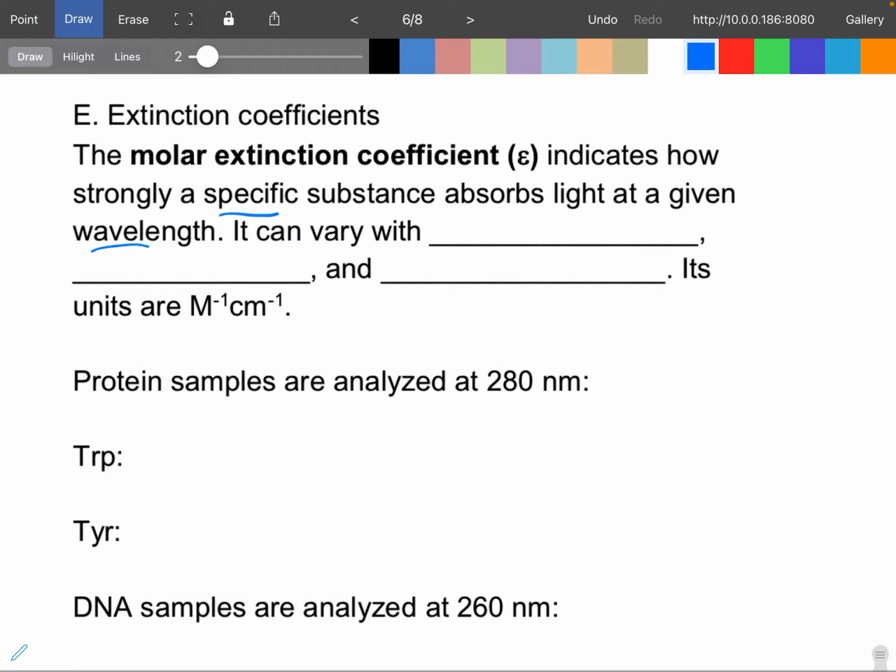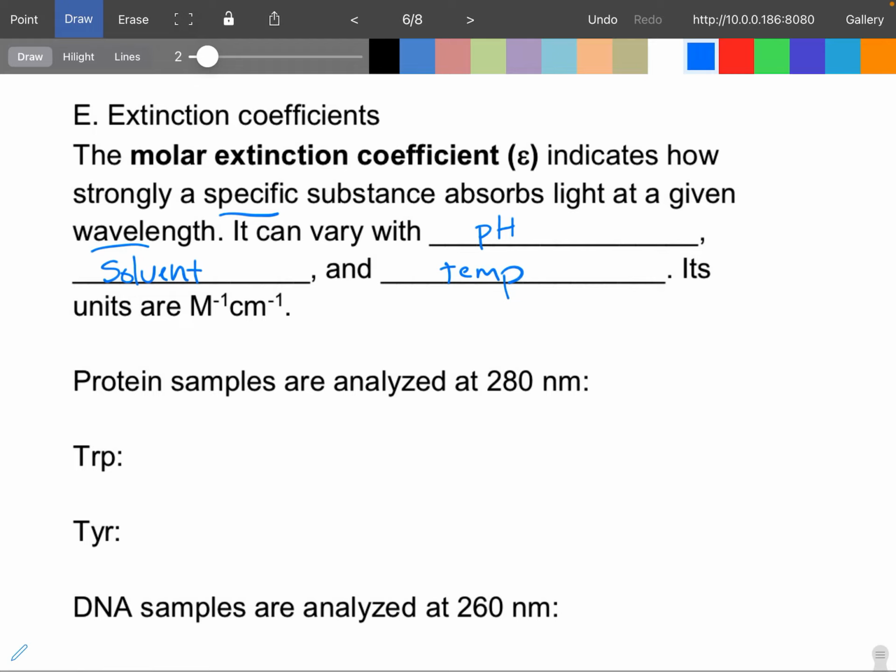So beyond that, though, it can vary with pH subtly, it can vary with the solvent, and it can vary with temperature. And so it's important when we're setting up experiments that we control for all of these things. pH controlled by buffers. Temperature, make sure we're not measuring it at 95 degrees C versus 20 degrees C. So these things definitely matter.